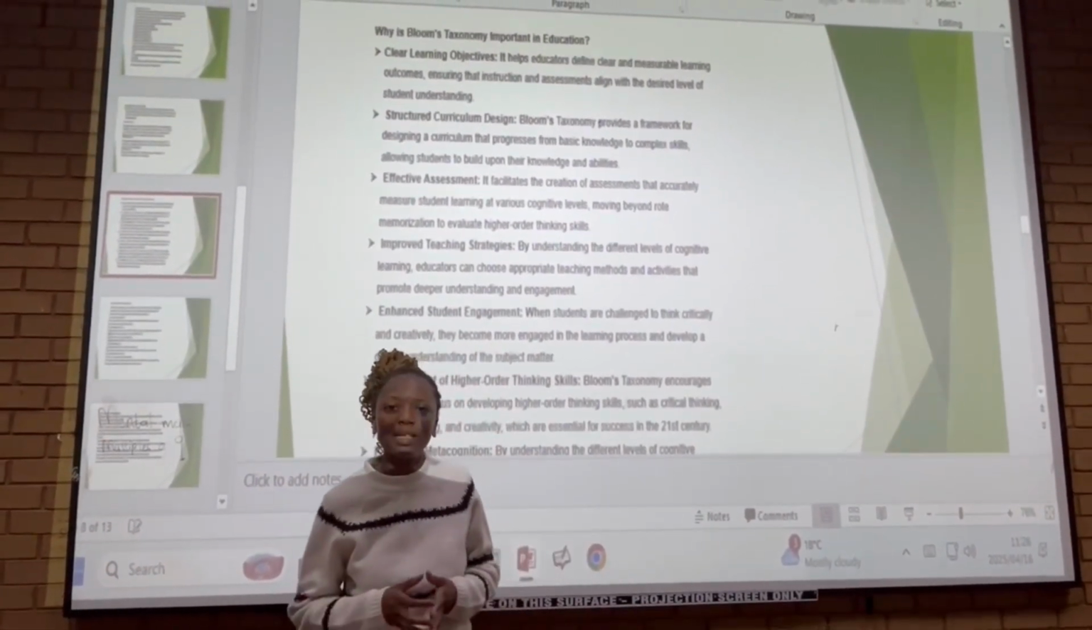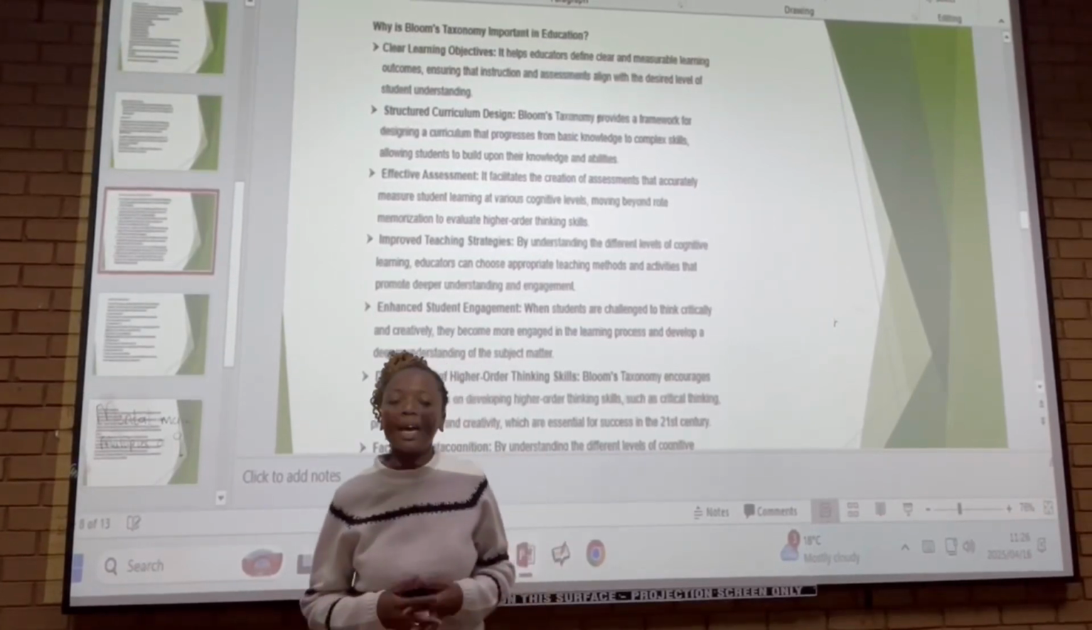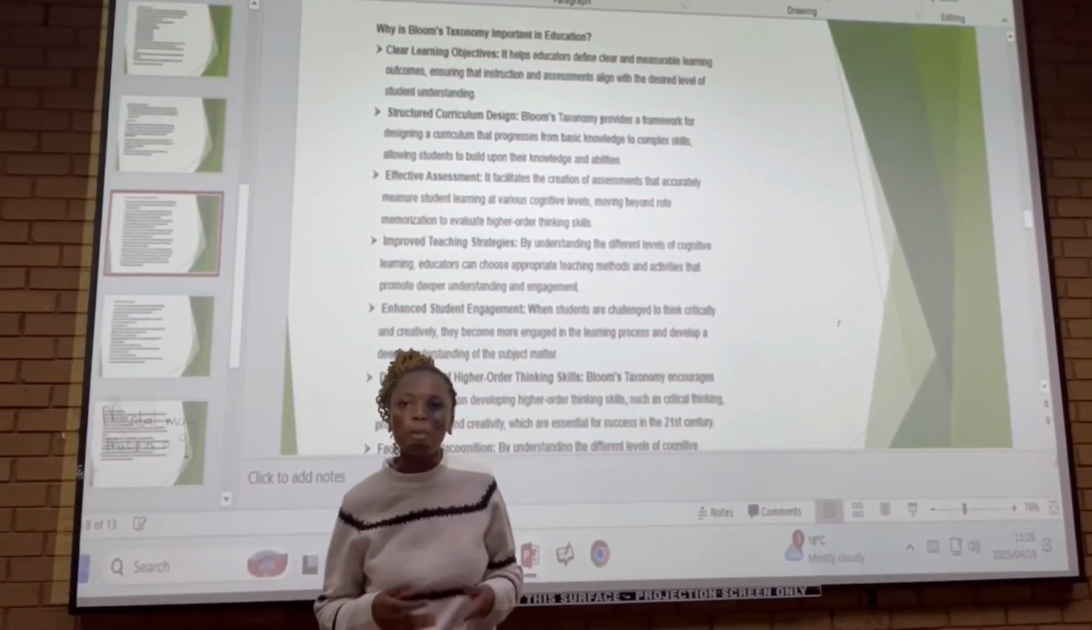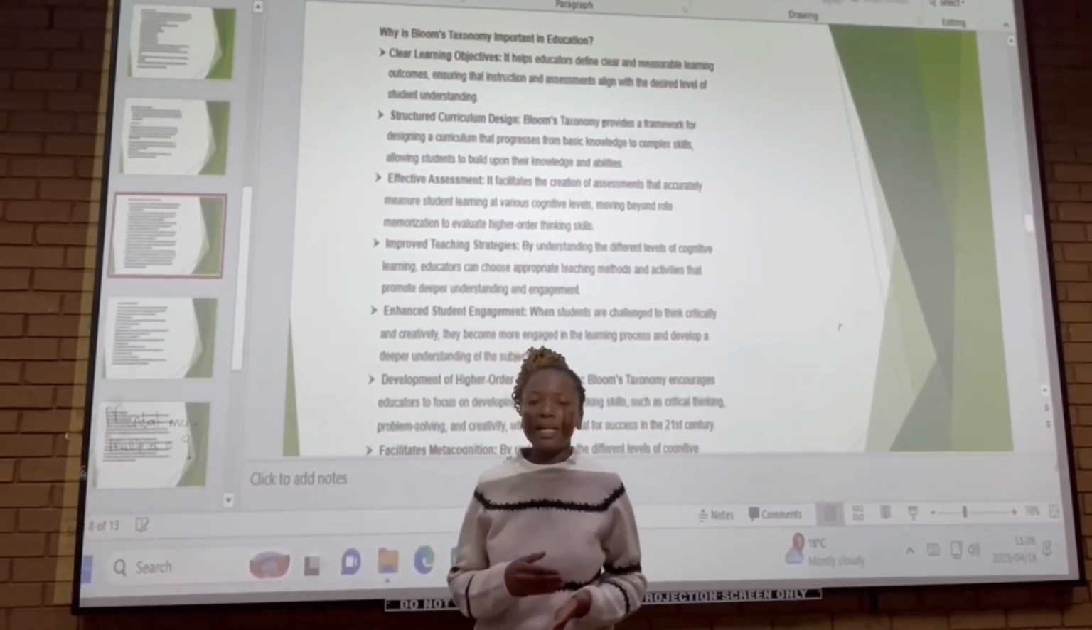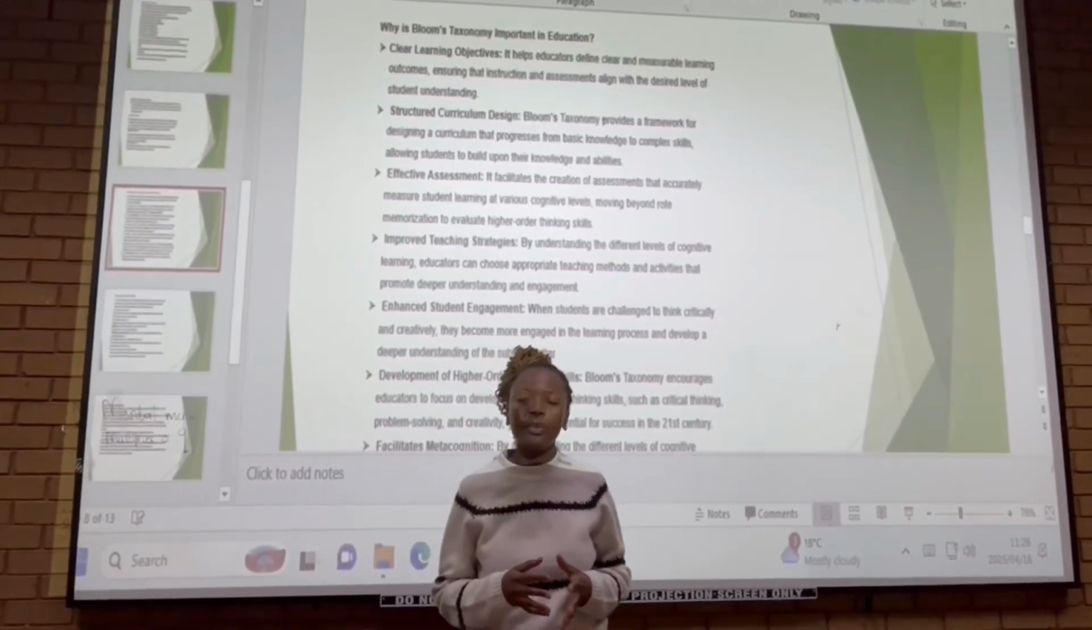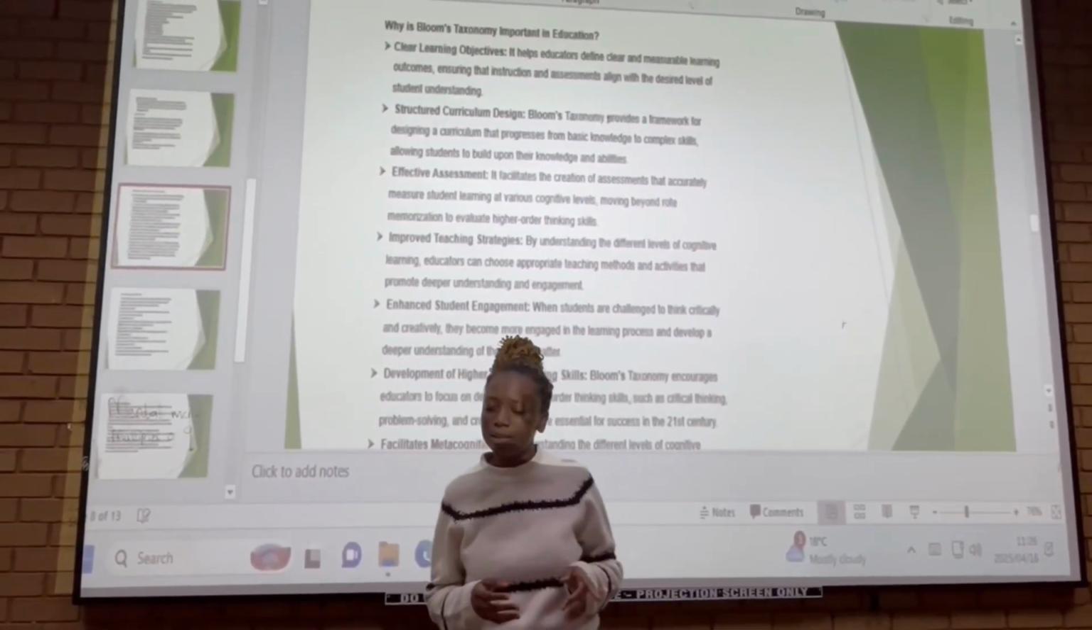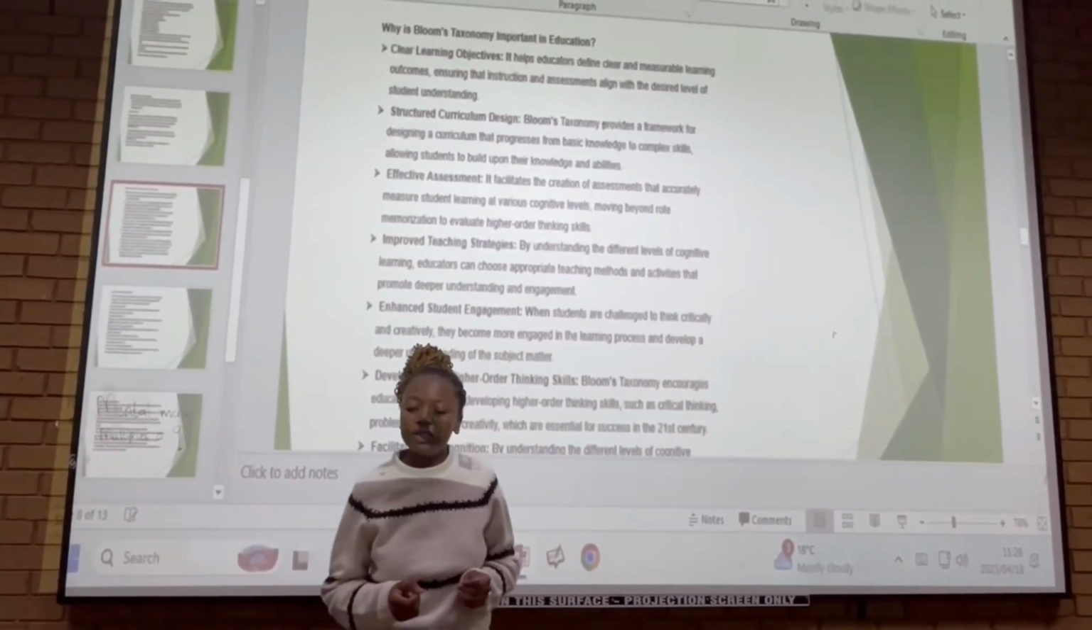Bloom's taxonomy provides a framework for designing a curriculum that progresses from basic knowledge to complex skills, allowing students to build upon their knowledge and abilities. Number three, effective assessment.